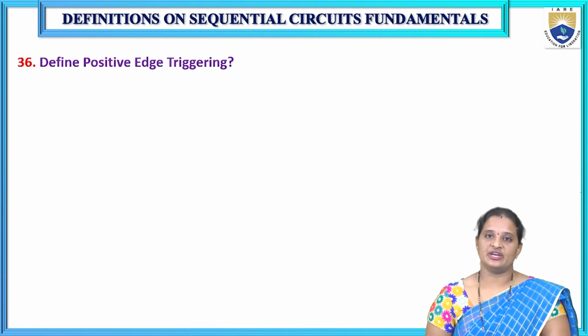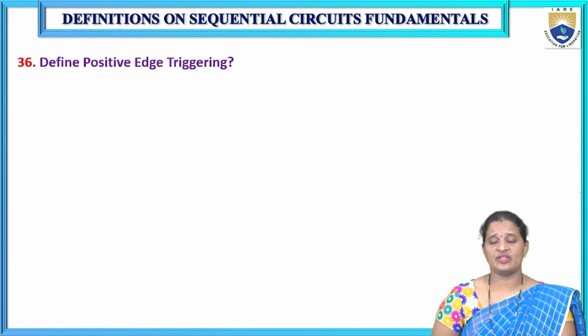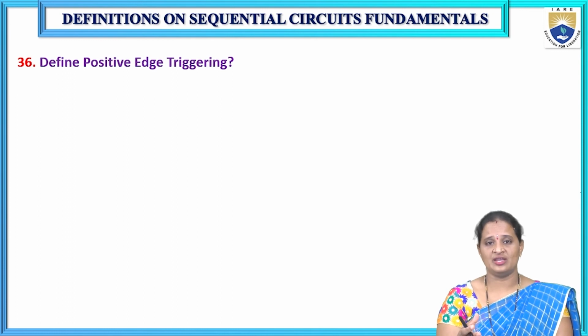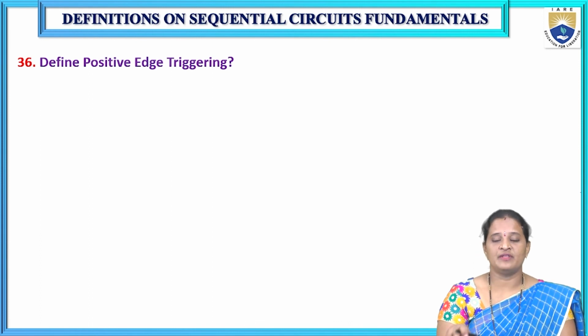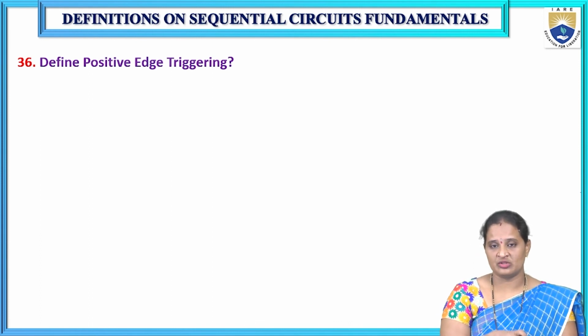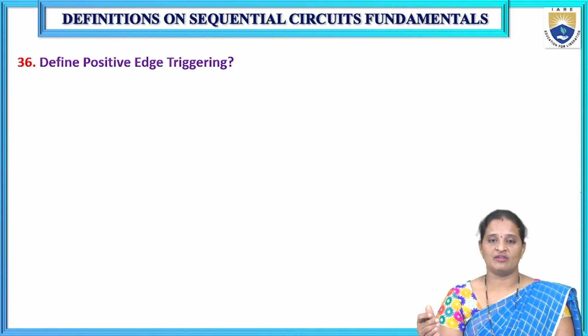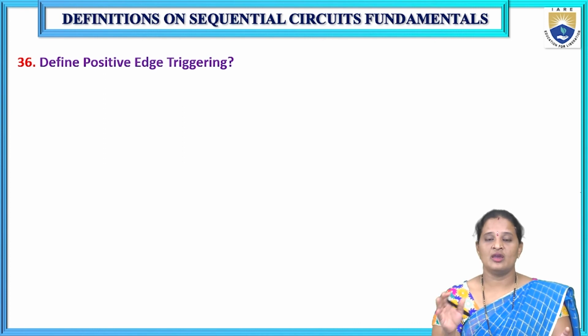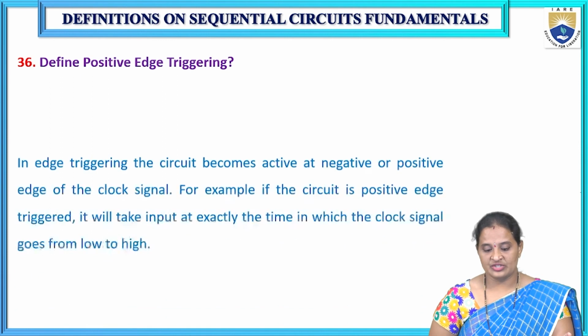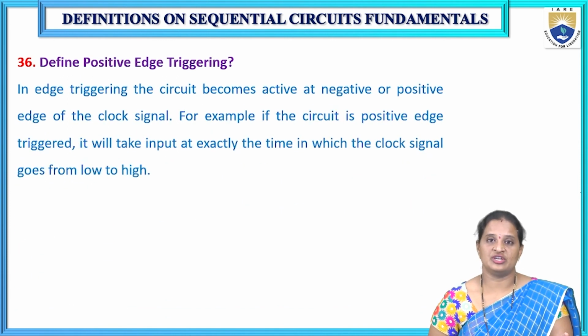Define positive edge triggering. As I told you, if the flip-flop changes its state during the edges of the clock, then the type of triggering is known as edge triggering. If the flip-flop changes its state with respect to the changes in input, at the positive level or negative level, that means at logic 1 level and logic 0 level, then that type of triggering is called level triggering. Now let us see what I mean by positive edge trigger.